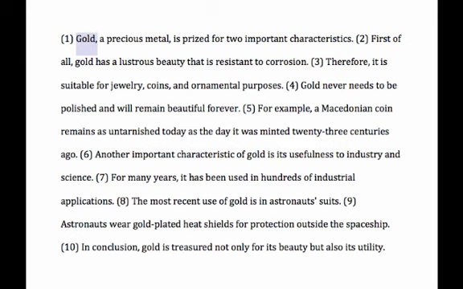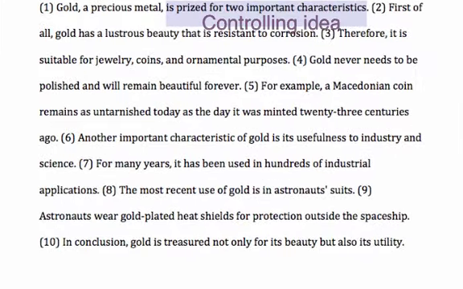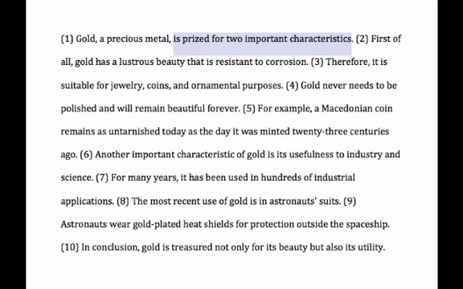So the reader needs to know in what way we are going to limit our discussion in this paragraph. What is the reader actually going to find out about gold? And so we call this part of the sentence the controlling idea. The controlling idea limits the scope of the discussion. How much of all the things we could say about gold are we going to talk about, or in what areas? So we're just going to talk about two important characteristics.